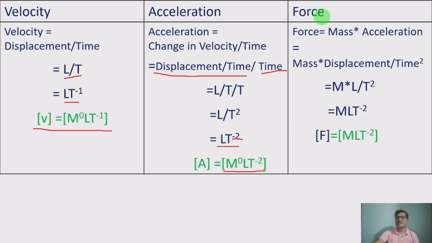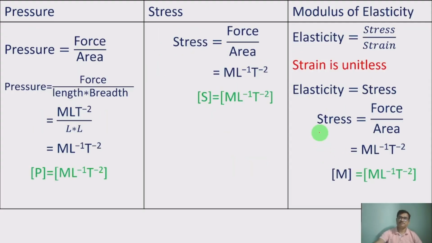And similarly, we will take the force, which can be written as mass into acceleration. Then mass multiplied with the displacement per time square, that is mass multiplied with L by T square, and this can be written as M L T raised to minus 2. Then the dimensional equation for the force, within the square bracket the symbol of the force, is equated with within the square bracket M to the power 1, L to the power 1, T to the power minus 2. That is the dimensional equation of the force.